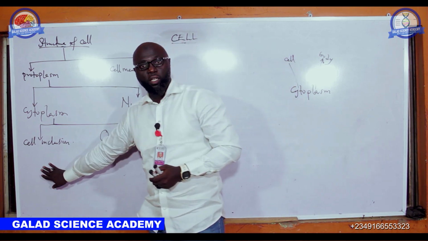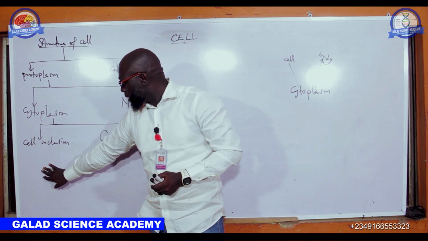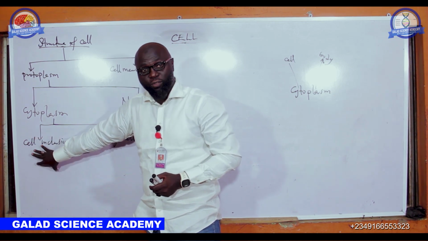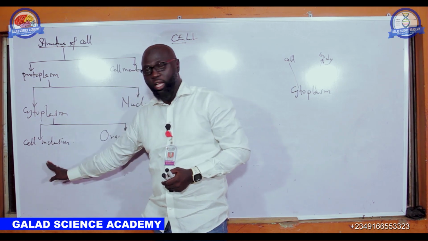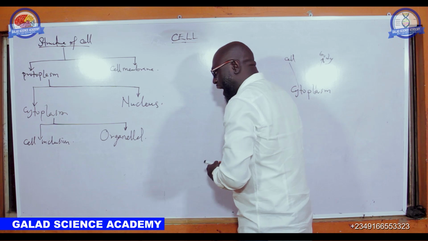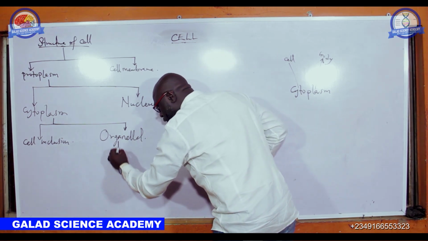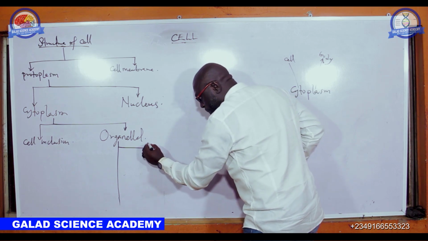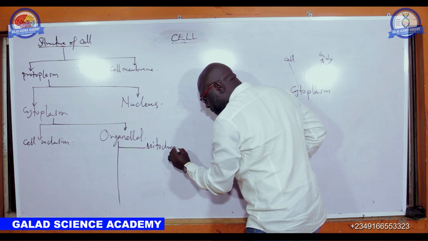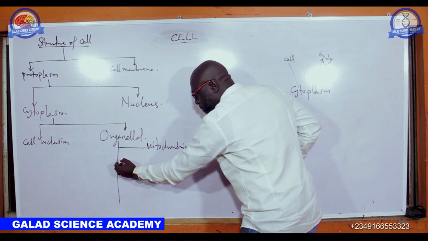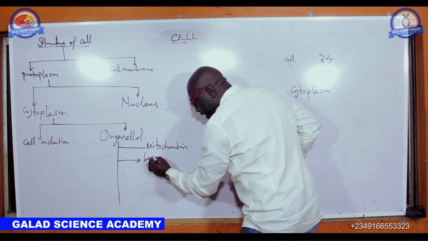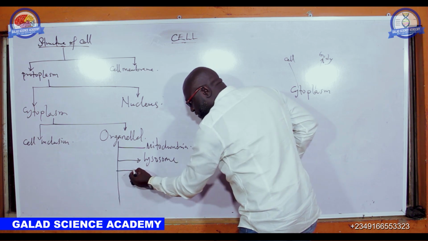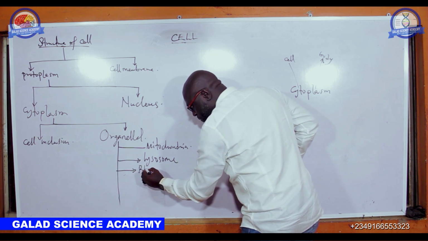The cell inclusion, you can also call it the non-living part of the cell. The non-living part of the cell is called cell inclusion, and we have organelle. The organelle is comprised of the following. We have what we call mitochondria. We have lysosome. We have ribosome.